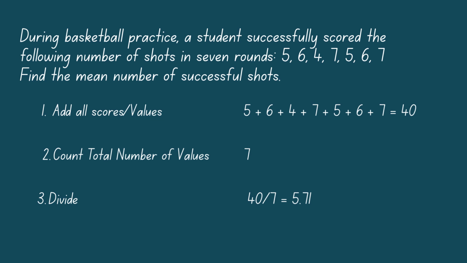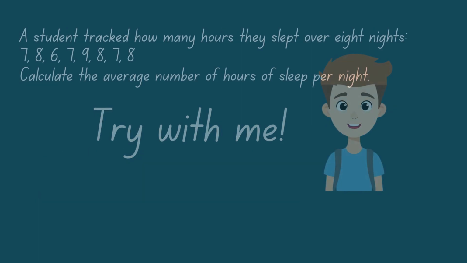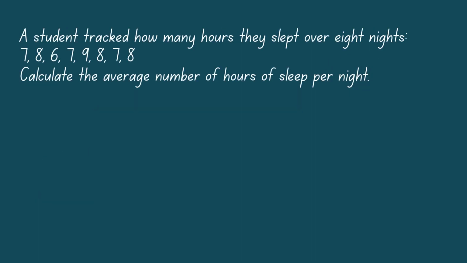Now try this question with me. A student tracked how many hours they slept over 8 nights. And they have these numbers 7, 8, 6, 7, 9, 8 and 7, finally 8. Calculate the average number of hours of sleep per night. You can just pause the video here and if you remember the steps, just go and try calculating it. And then later come and check whether you have got the correct answer or not.